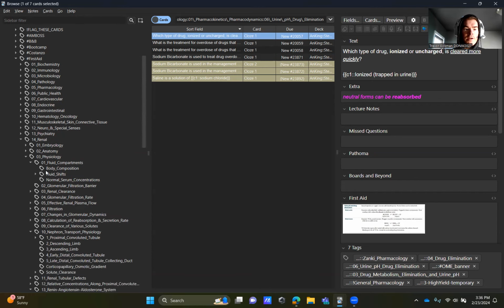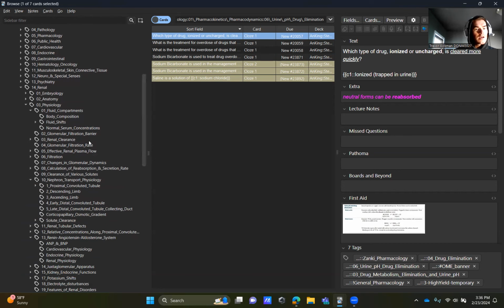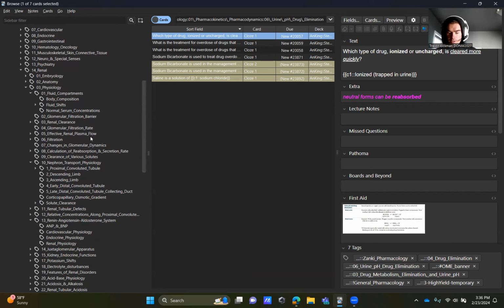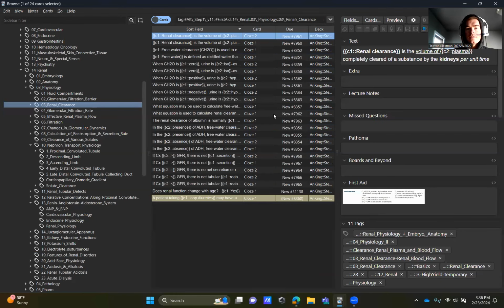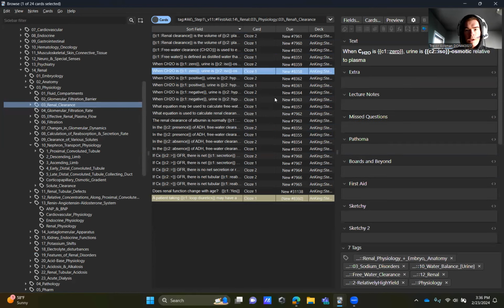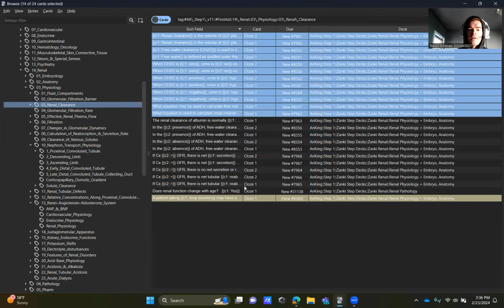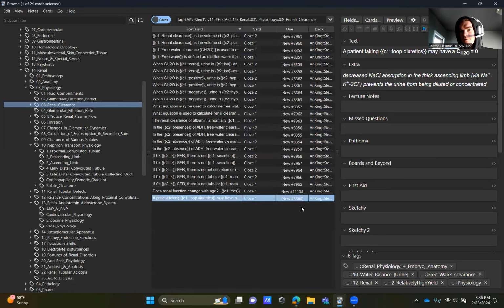And we're going to skip down to renal again. And we have some more renal cards. So we're going to be under physiology, and we're going to start off in renal clearance. And I know we were here yesterday, but what you can do now is you can activate all of it except the last card.